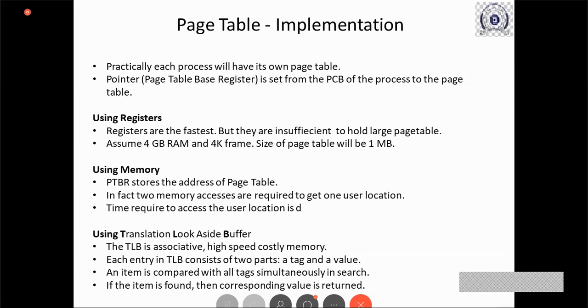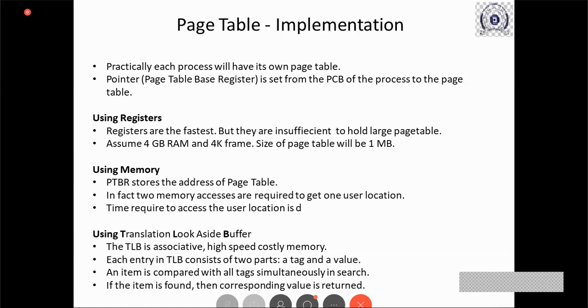But practically, every process will keep the details about its page table. So in the process control block of a process, we have one additional field provided, which is PTBR, page table base register. PTBR stands for page table base register, which stores the address of the location from where the particular process's page table is stored.